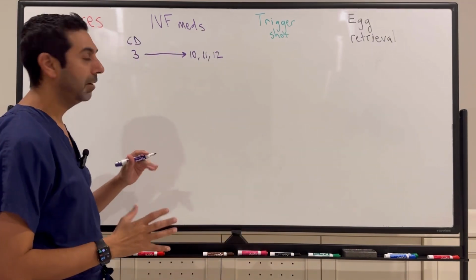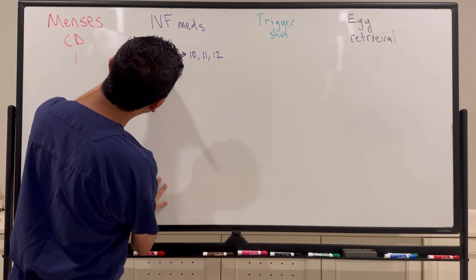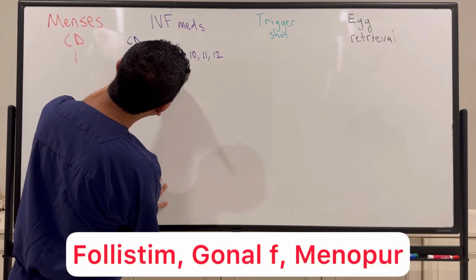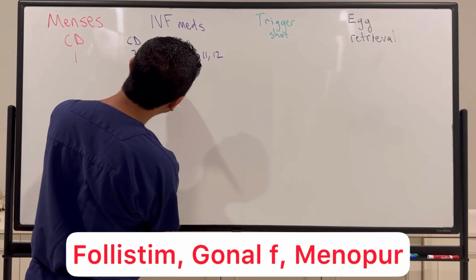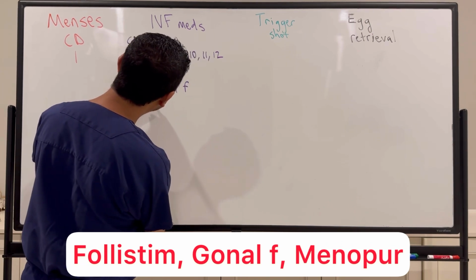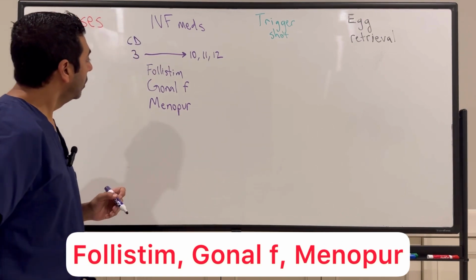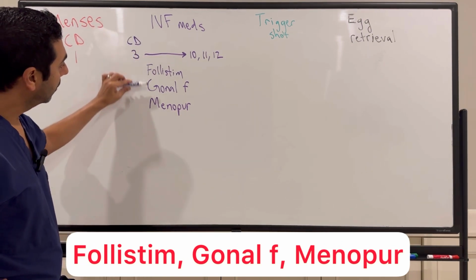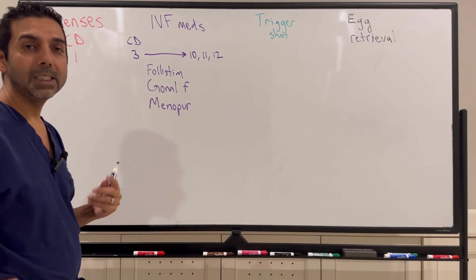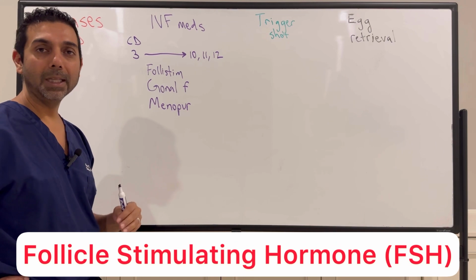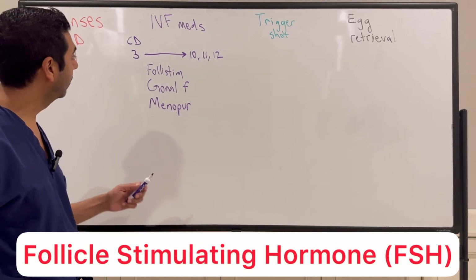But when we talk about IVF medications, again, there are a few different medications to stimulate the ovaries. So one is called Follistim. Another one is called Gonal-F. And then a third one is called Menopur. So you'll see different types of protocols using these three medications. These medications contain a hormone, follicle stimulating hormone. Therefore, it does just what it stands for. It stimulates the follicles and the eggs to grow and develop.